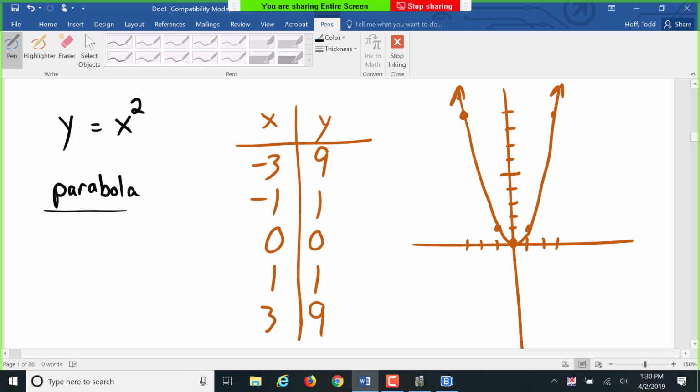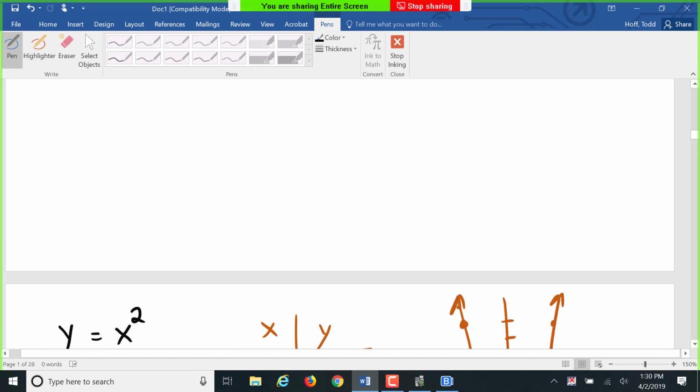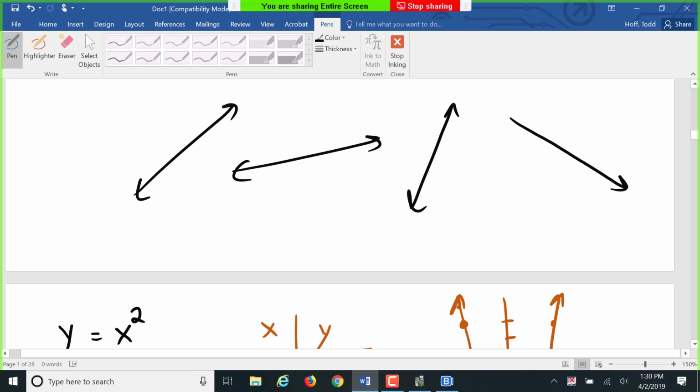Now, on a parabola, there are things similar to our linear equations on our lines. Slope. On a line, the slope causes it to rotate. It could get less steep. It could get more steep. It could slope down instead of up.